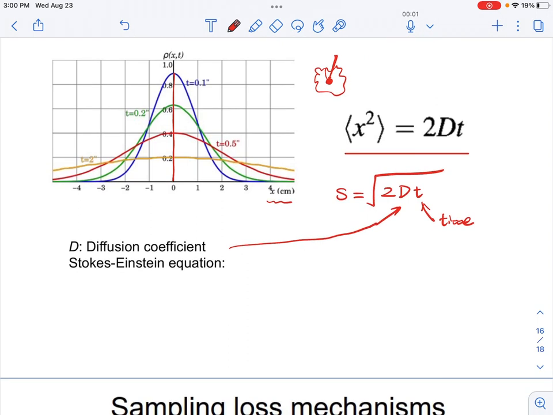Okay, so then you may have the question, how do we calculate the diffusion coefficient of a particle specifically, right? According to the Stokes-Einstein equation, the diffusion coefficient of a particle in the air can be calculated by kT divided by F. Okay, so the k here is the Boltzmann constant.